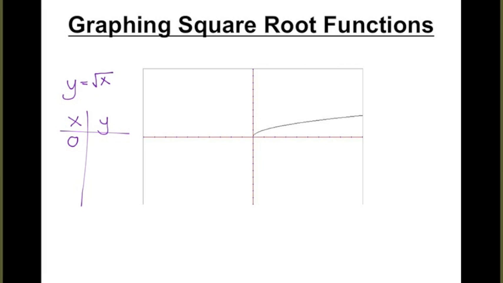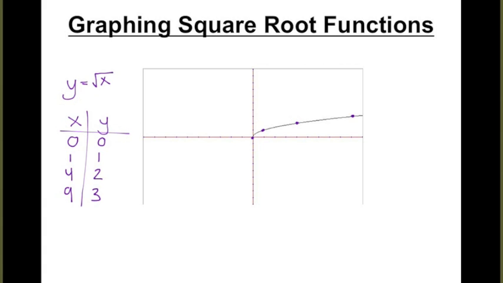I'm going to choose to pick numbers that are going to work out nicely to kind of make my life a little bit easier. So I'm going to choose 1, 4, and 9 because those will work out nicely when I plug them in. The square root of 0 is 0. Square root of 1 is 1. Square root of 4 is 2. And square root of 9 is 3. So we would plot these points. We have a point at (0, 0), (1, 1), (4, 2), (9, 3), and we get those points, and we would connect our dots.